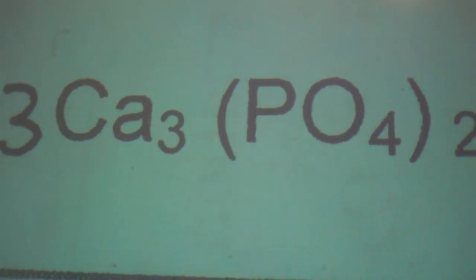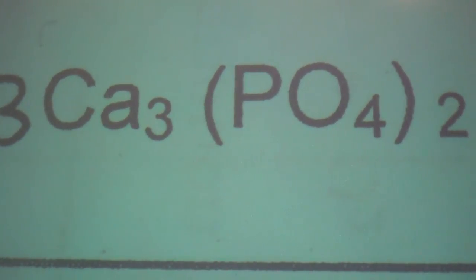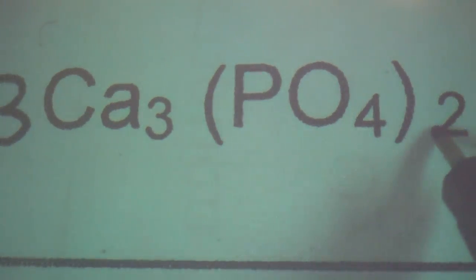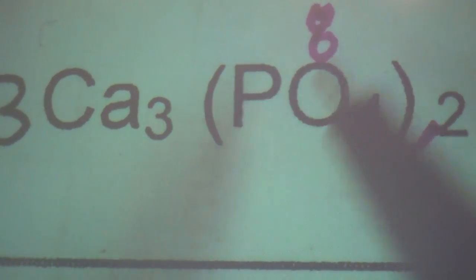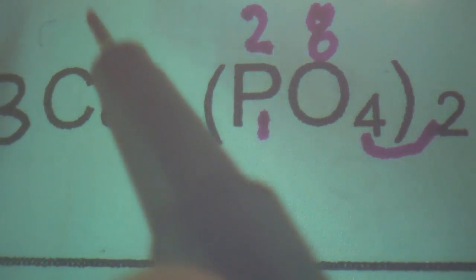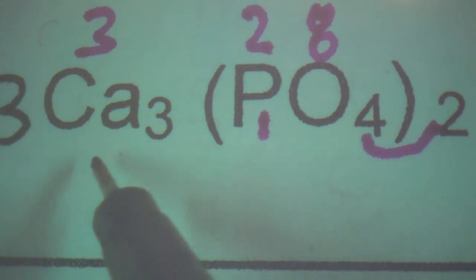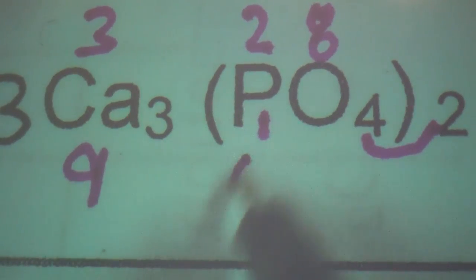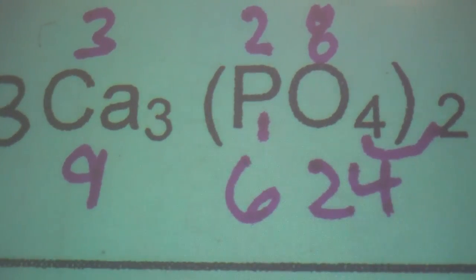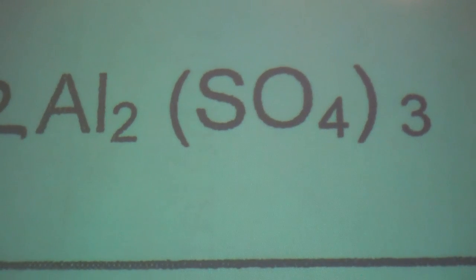Alright, let's do this one. This one looks like the trickiest one we've seen because it has a coefficient, it has subscripts, and it has a subscript outside of the parentheses. How many O's do I have? 8, because 2 times 4 is 8. Now there's an imaginary 1 there, so how many P's do I have? 2. How many Ca's? 3. Now work your way back. How many Ca's? 9. How many P's? 6. How many O's? 24. So how many atoms total? 24 plus 6 plus 9. You can do that math. 39. Awesome. You guys are geniuses.